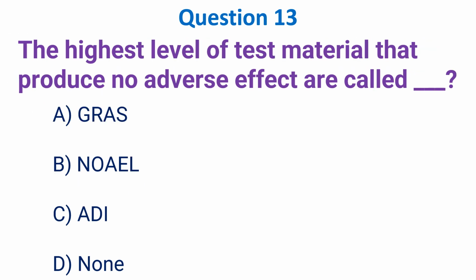Question number 13. The highest level of the test material that produces no adverse effect is called. Options are option A, generally regarded as safe, that is GRAS. Option B, NOAEL, that is the no observed adverse effect level. Option C is ADI, that is acceptable daily intake. Option D is none. So here our correct answer is NOAEL, that is no observed adverse effect level.